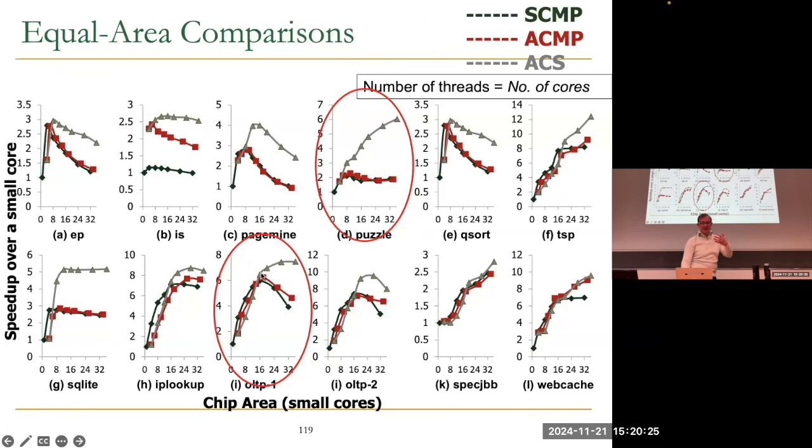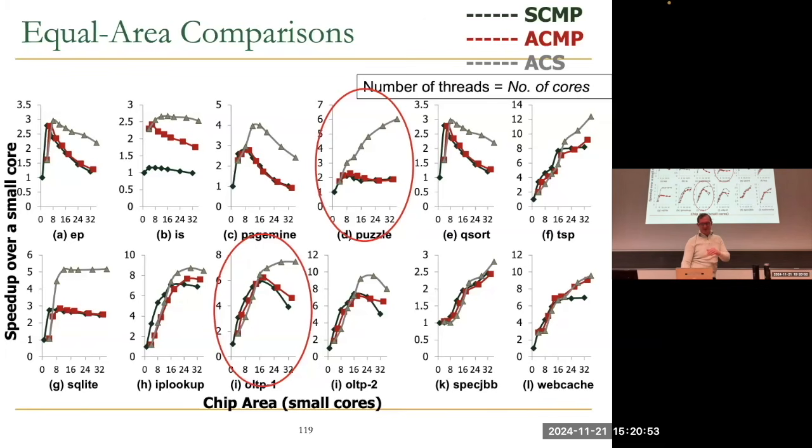For example, let's take a look at this OLTP workload. Baseline SCMP, symmetric multi-core, and ACMP look very similar. ACMP is slightly better by accelerating sequential bottlenecks. And here, performance keeps improving, as you can see, which is nice. And as I said, the comparison point is from here to here, as opposed to here to here. Does that make sense? This is the fair versus unfair comparison.